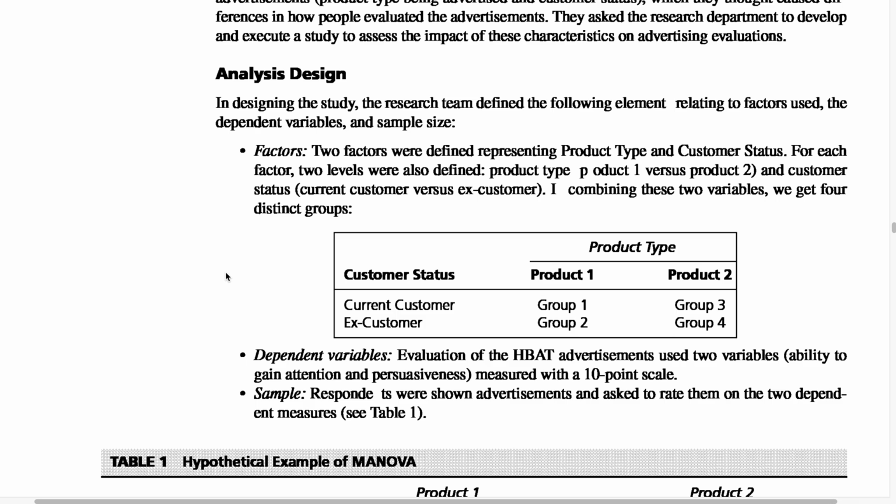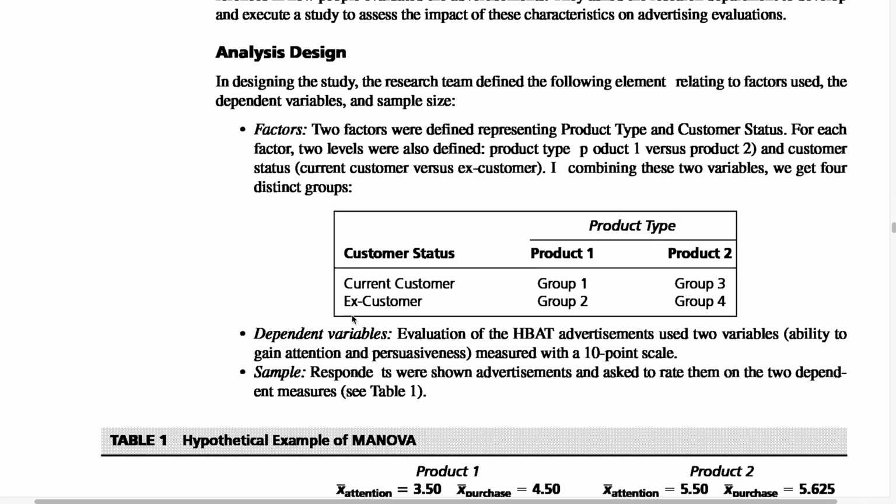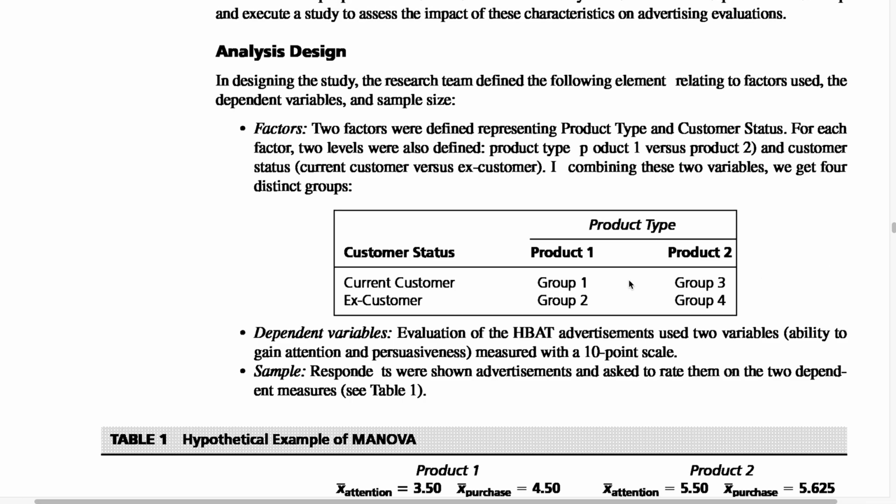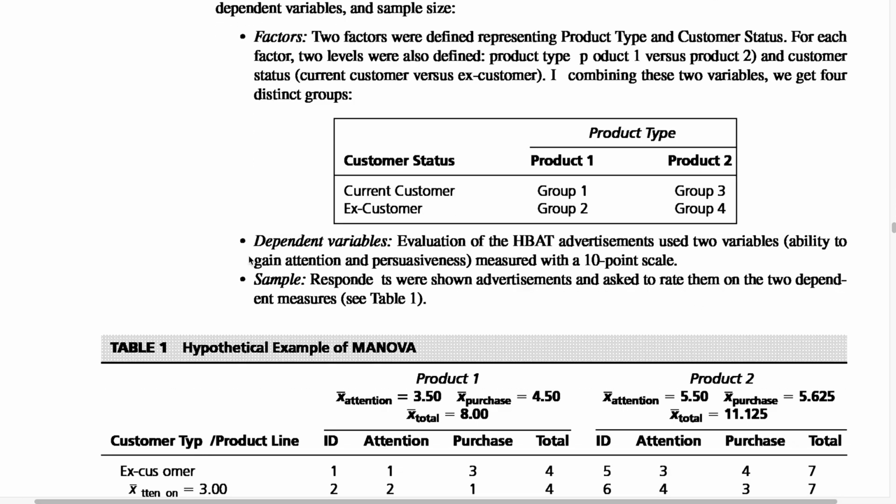Combining these two variables, we get four distinct groups. Here is a customer's current customer and ex-customer: product 1, product 2, group 1, group 2, group 3, group 4. Dependent variable: evaluation of the HBAT advertisement using two variables, ability to gain attention and persuasiveness, measured with a 10-point scale.